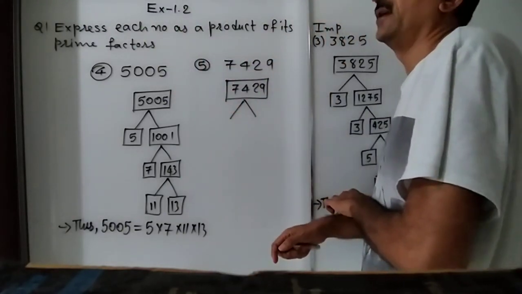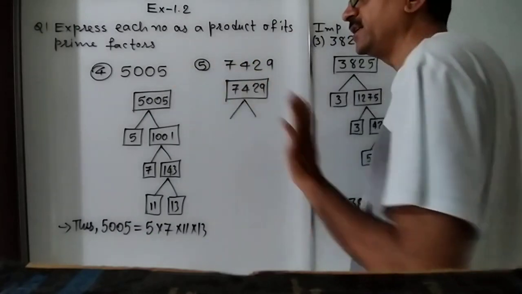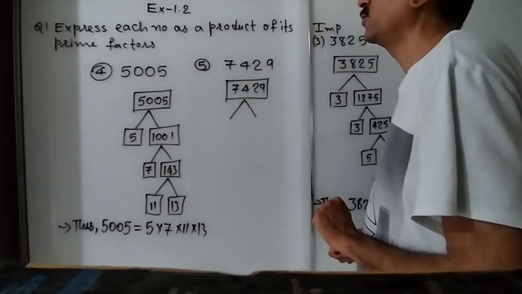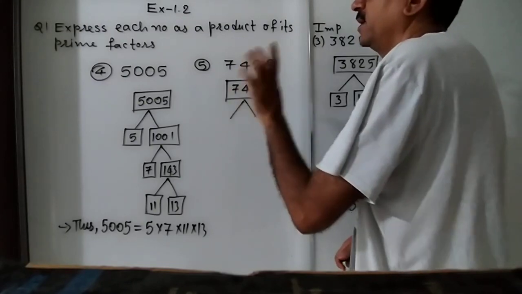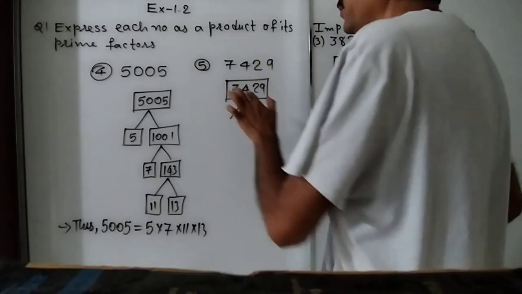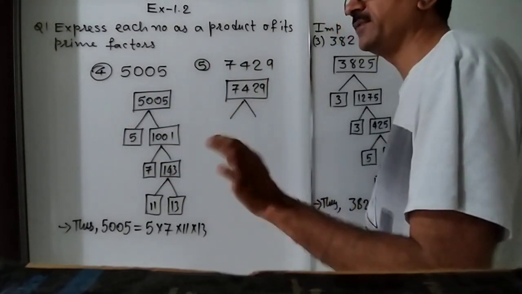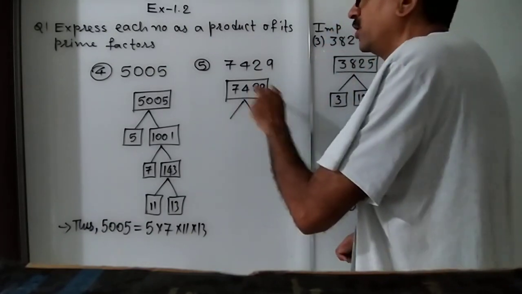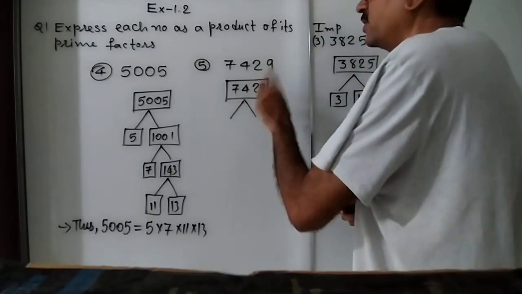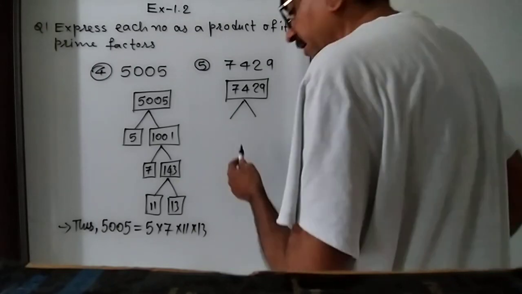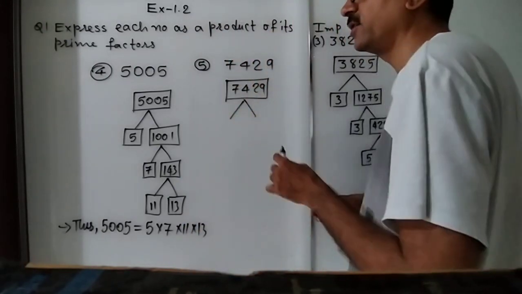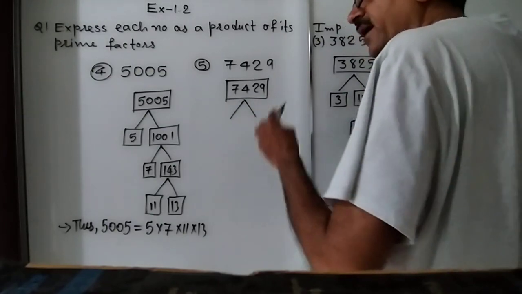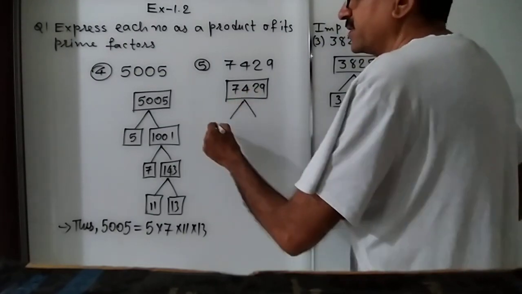You apply the different rules. Unit digit 9, not divisible by 2. Sum: 11, 15, 15 plus 7 is 22, which is not divisible by 3. Not divisible by 5. Then you try to divide by 7. We are not able to divide it by 7. Then we try dividing by 17.